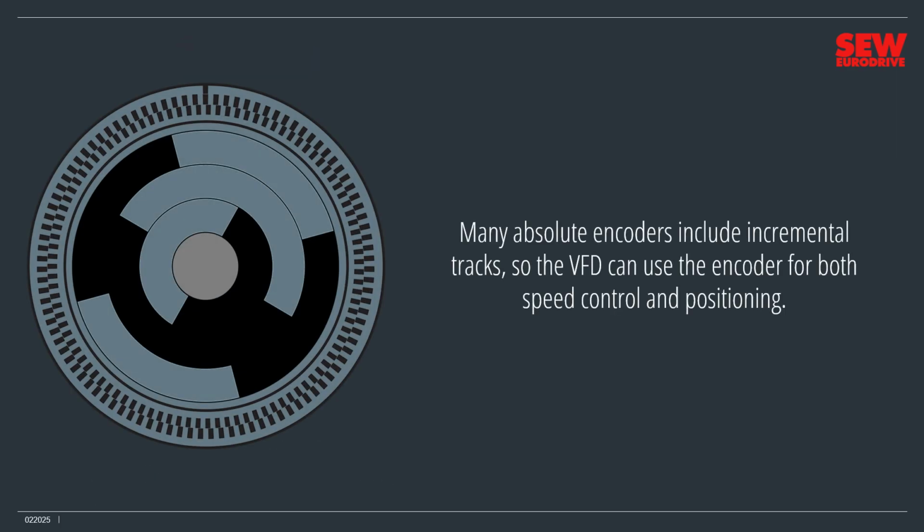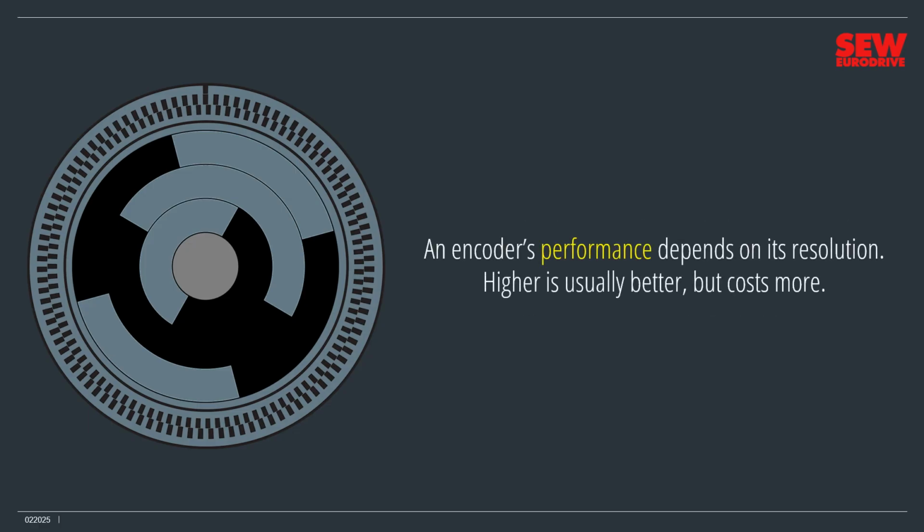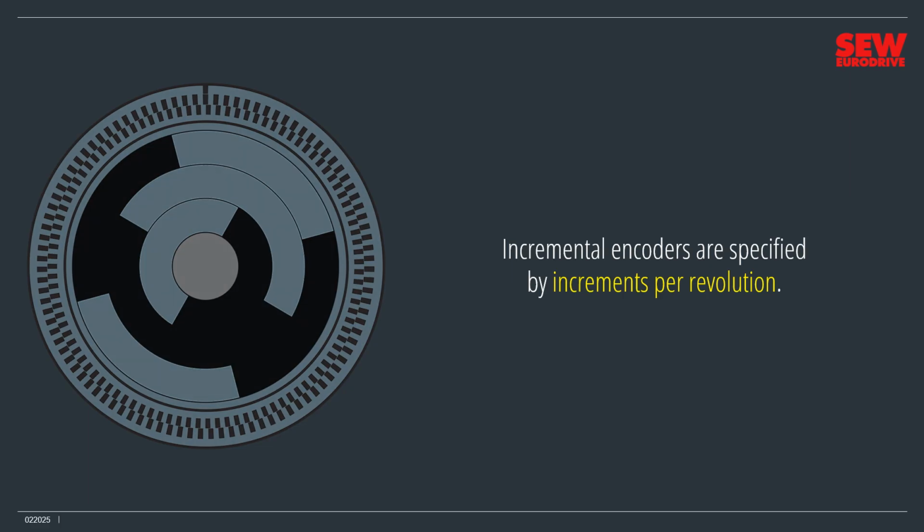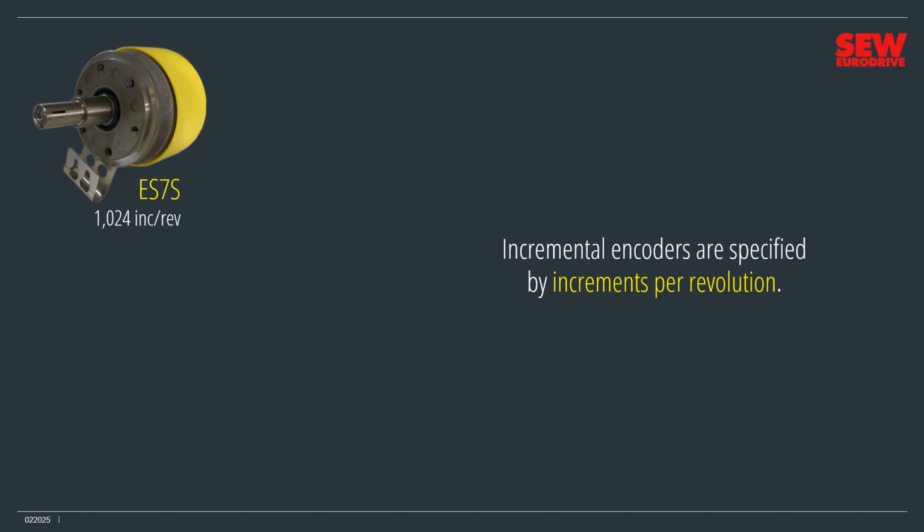Many absolute encoders include incremental tracks, so the VFD can use the encoder for both speed control and positioning. This encoder disk has 3 incremental tracks on the outside and 3 absolute tracks on the inside. Remember that an encoder's performance depends on its resolution. Higher is usually better, but costs more. Incremental encoders are specified by increments per revolution. This ES7S incremental encoder outputs 1024 increments per revolution, which supports precision speed control.